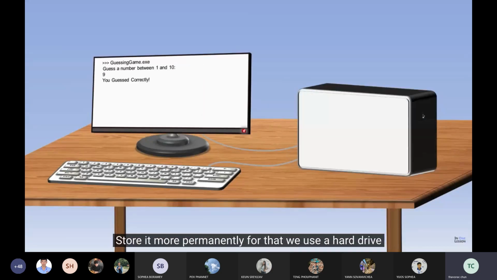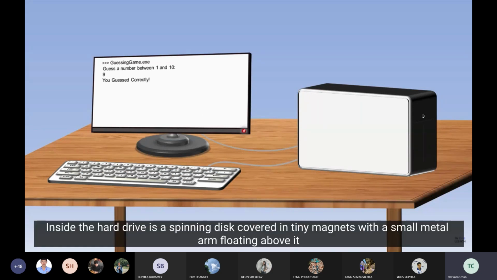Here we can see the program we just ran and the message telling the user that he guessed correctly. So now you've seen the very basics of how a computer processes information.